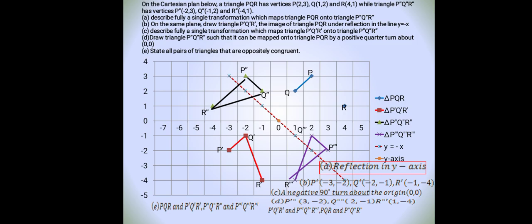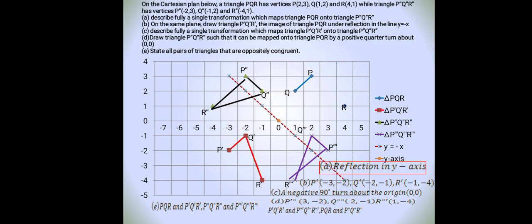Now part D, you can see I've clearly drawn that, and you can see the coordinates of P''' is (3, -2), Q''' is (2, -1), and R''' is (1, -4).